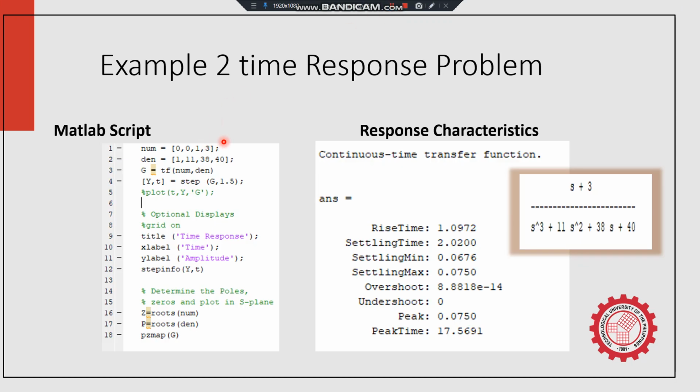For our example 2, this is now our MATLAB script. So we could generate the response characteristics and the pole and zero plot. So I want you to take note of the rise time, the settling time. Okay, because these are the characteristics for the first order. Or rather, what we're solving now is the third order, right? Okay, so please note of these response characteristics.